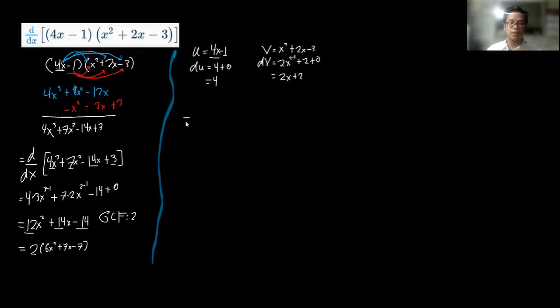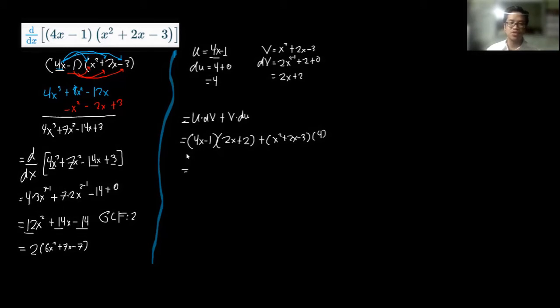Now let's substitute. Again, the formula for that is u times dv plus v times du. Let's start with your u. Your u here is 4x minus 1 times your dv, which is 2x plus 2. Next is your v. Your v here is x squared plus 2x minus 3, then times your du, which is your 4.